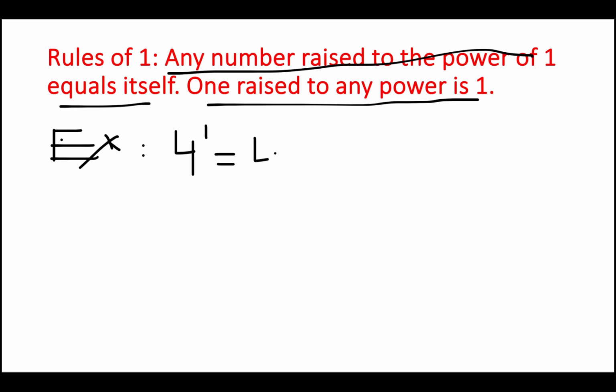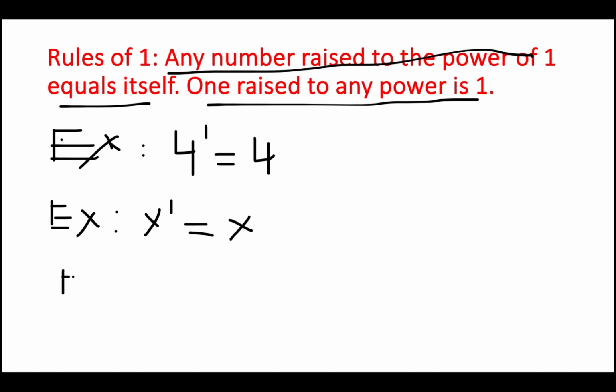But 4 to the power of 2 is not 8, because for 4 to the power of 2 you would multiply the base by itself. Only if the number is raised to the power of 1 does it equal itself. So the first example is 4 to the power of 1 will equal 4. Another example can be x to the power of 1, which will equal x.